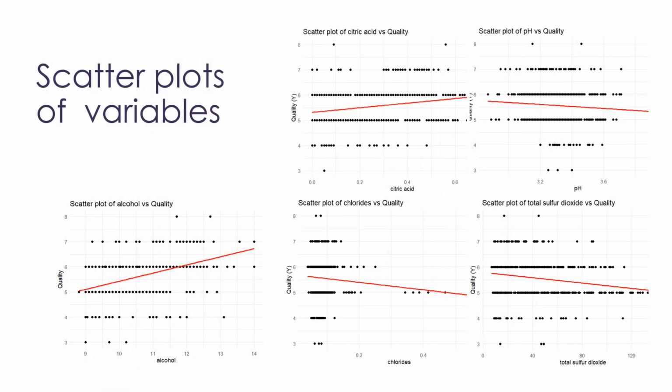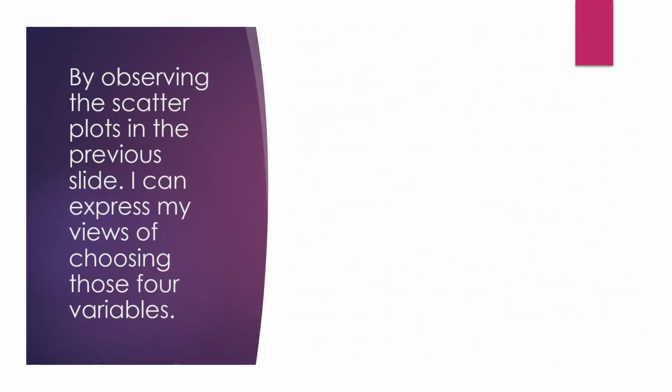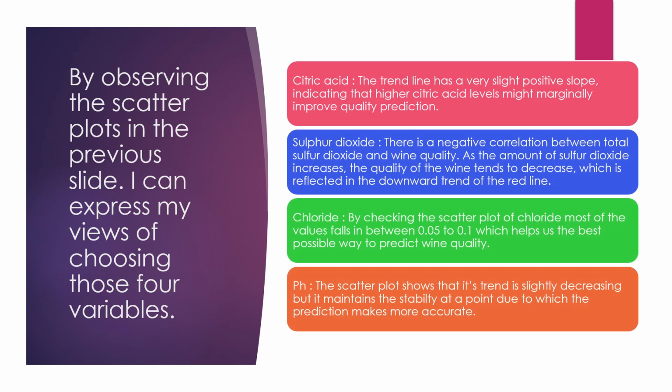Scatter plots of variables. Here I have attached scatter plots comparing the first 5 variables with quality. The reason for selecting these 4 variables is that for citric acid, the trend line has a subtle upward slope, indicating that higher citric acid levels may slightly enhance the accuracy of quality predictions. Coming to sulfur, there is an inverse relationship between sulfur dioxide and wine quality. That's why I selected sulfur.